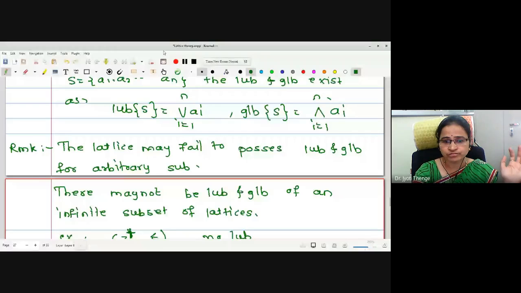Is this point clear to everyone, or is there any doubt on this? Yes, we do not have a guarantee. Here I have given the examples also.